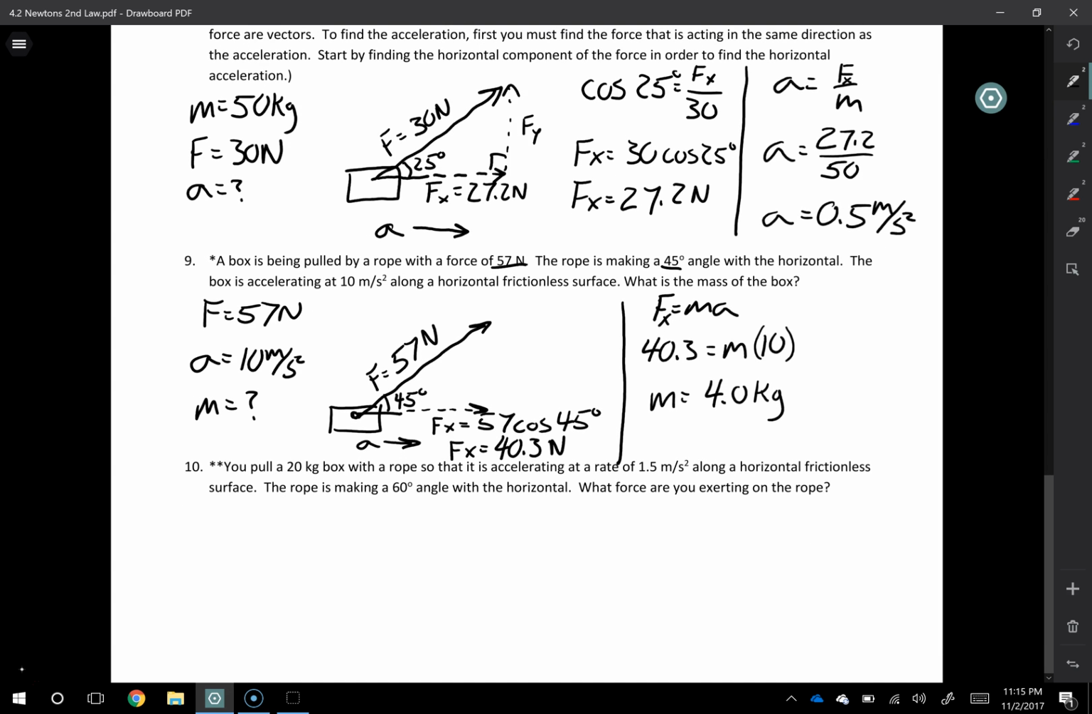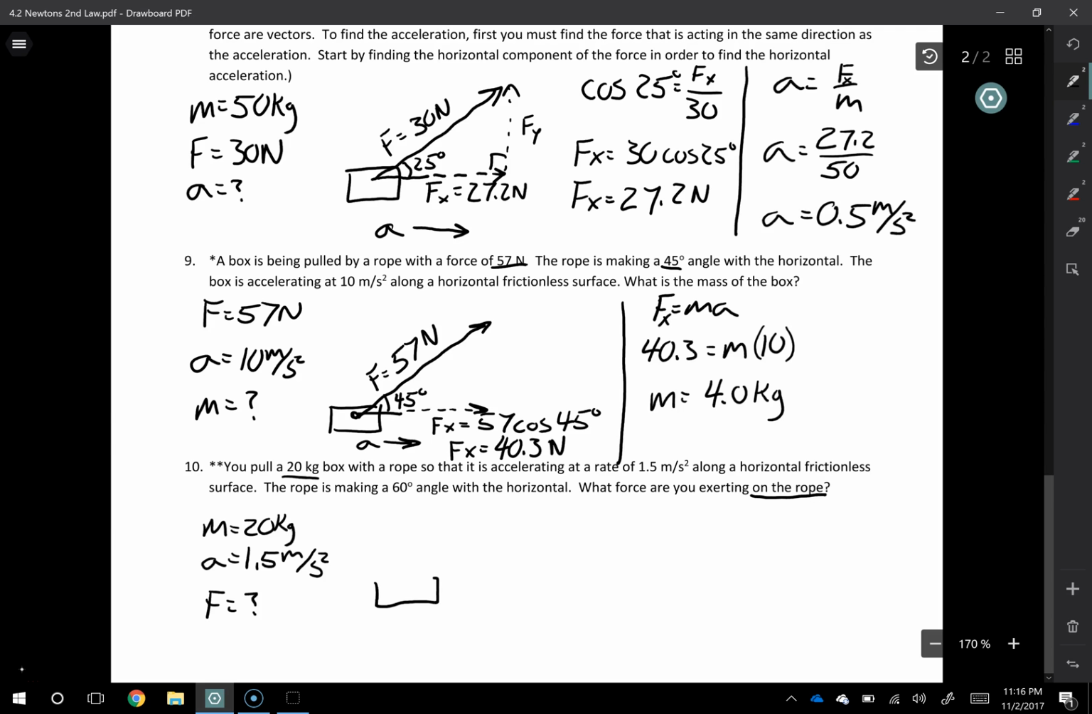All right, that's the mass of the block. Moving on. This one's tricky. Double star for a reason. You have to do it backwards. I'll show you what that means. So the mass of the box is 20 kilograms. You pull a 20 kilogram box with a rope so that it is accelerating at a rate of 1.5 meters per second squared along a horizontal frictionless surface. The rope is making a 60-degree angle with the horizontal. What force are you exerting on the rope? That's this guy. We want to know what the force is on the rope.